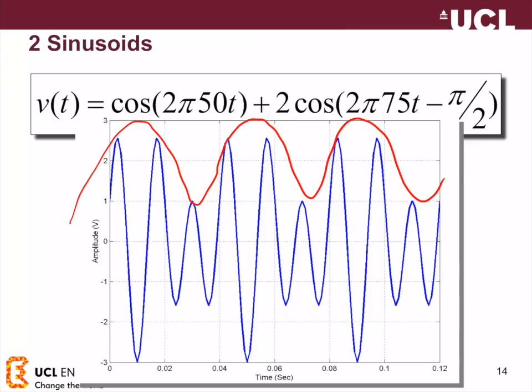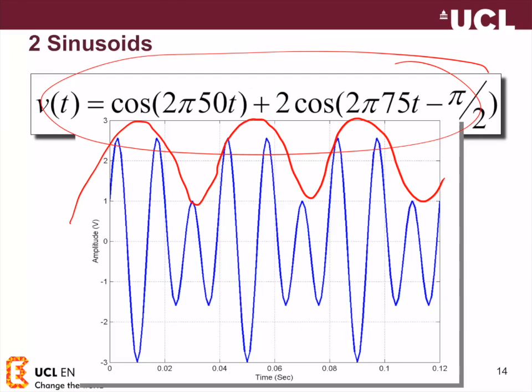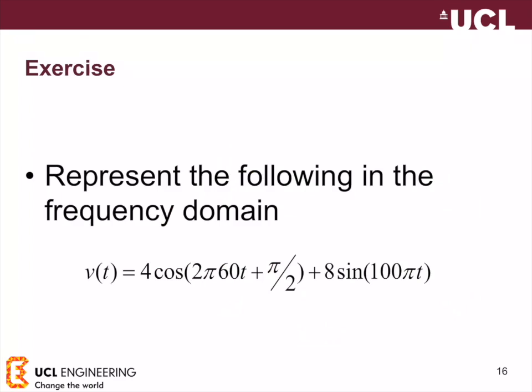So if we take this equation that we've got here and plot it, we will have one element at 50 hertz. I should put hertz on here. One element at 75 hertz. And we also need phase. The element at 50 has no amplitude value. The element at 75 has an amplitude of 2, and we can draw that on the graph here. And we can draw 0 phase change and a minus pi by 2 phase shift for the two elements here. So this spectrum shows us all the frequency components that make up our signal.